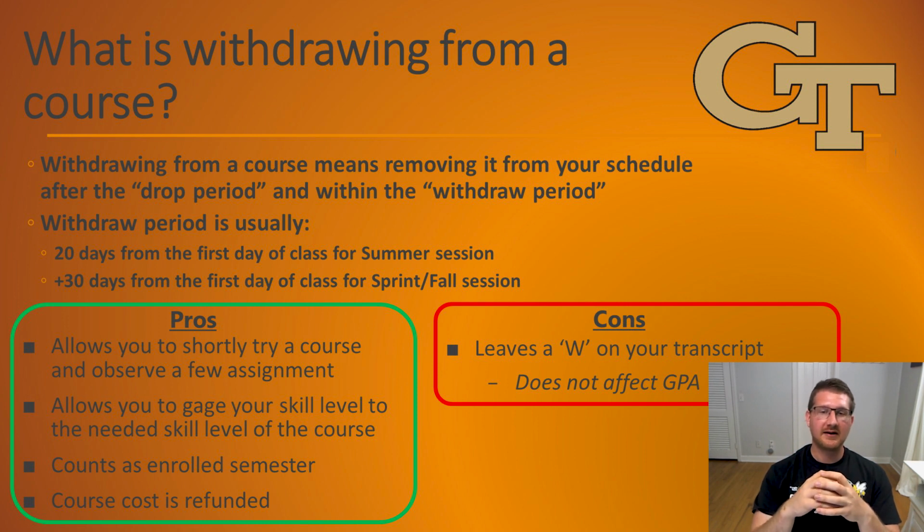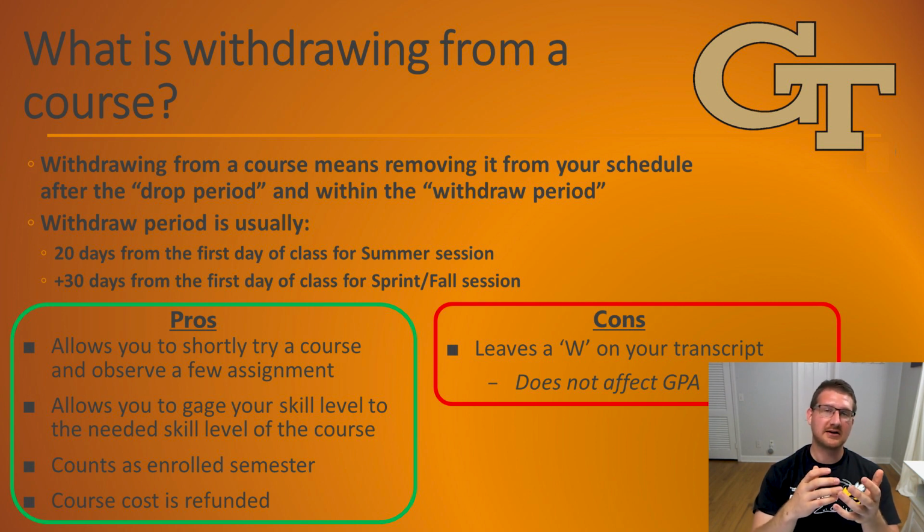But the withdraw period for the summer semester tended to be about 20 days, whereas for the spring and fall semester it was a little bit longer at 30 days, meaning you could try a course for about a full month, which will definitely get you through the first assignment, at least get you through some Piazza posts, and maybe give you a little bit more in the course, and you can still withdraw from it with just minimal repercussions. So what are the pros to withdrawing from a course?